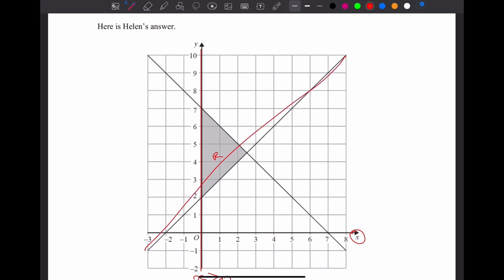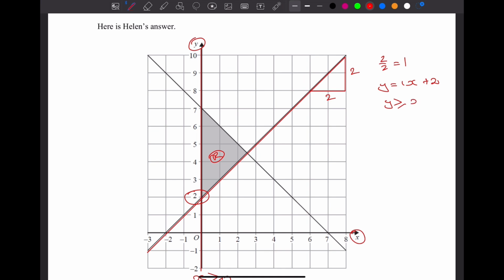If you look at it, I can make a right angle triangle like this if I want to. 2 and 2, 2 over 2, that makes it 1. Y equals 1x. Where it crosses the y-axis, remember, it crosses at +2. So y is equal to 1x plus 2, and region R is above the line. So y is greater than or equal to x plus 2. The last one is this line.